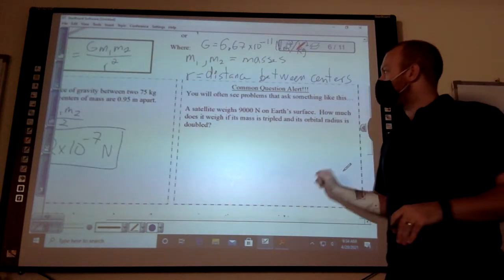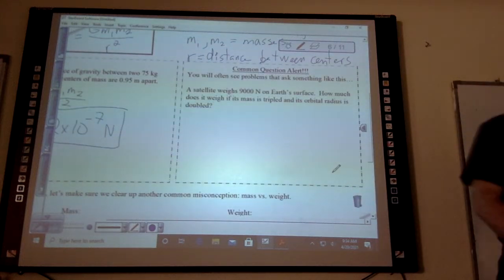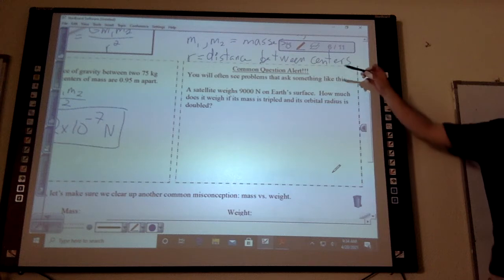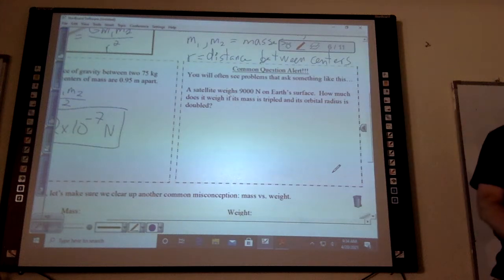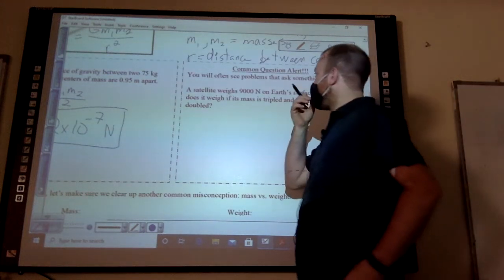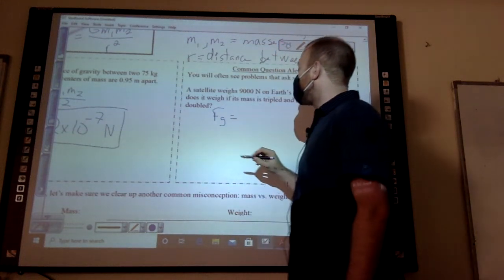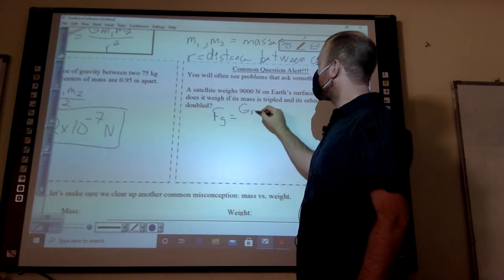I showed you a question like this last year. This is a very typical kind of question. So we talked about here's a weight on the surface. What's going to happen if my mass triples and the orbital radius is doubled? So this is a very common question. You'll see this lots. Essentially what you're going to do for this, write out the original equation.